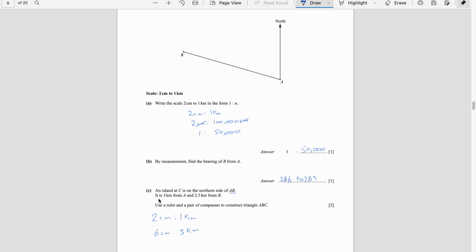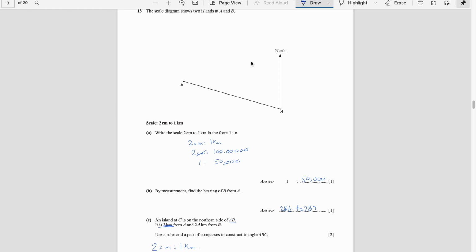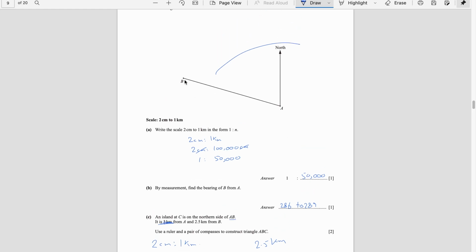So from A it is 3 kilometers. Open your compass and draw the arc for 6 centimeters. Then it is 2.5 kilometers from B. That would be 5 centimeters using the same scale. So open your compass from B and mark it for 5 centimeters.